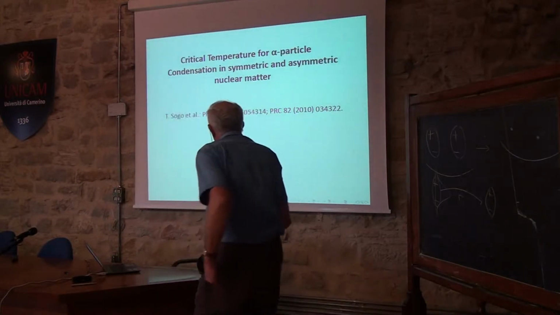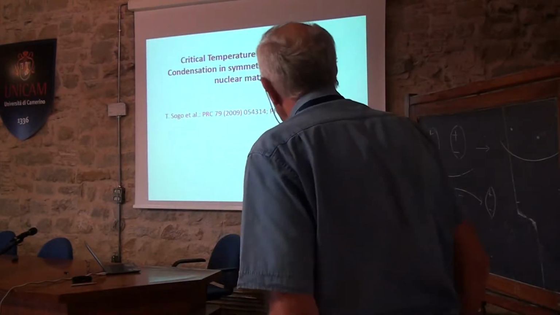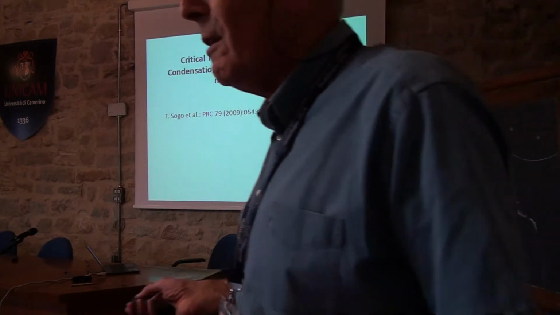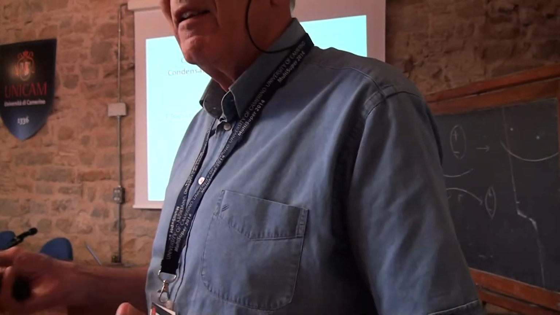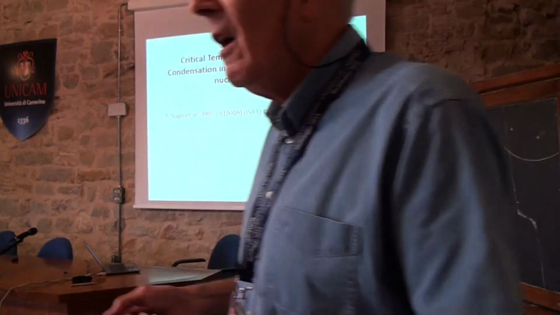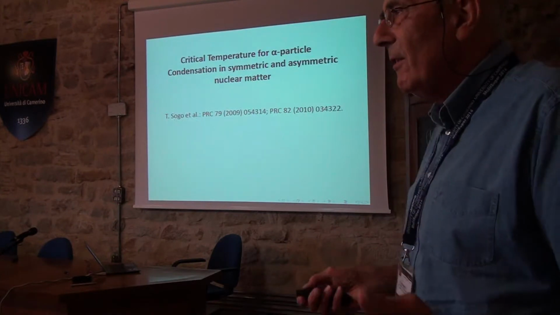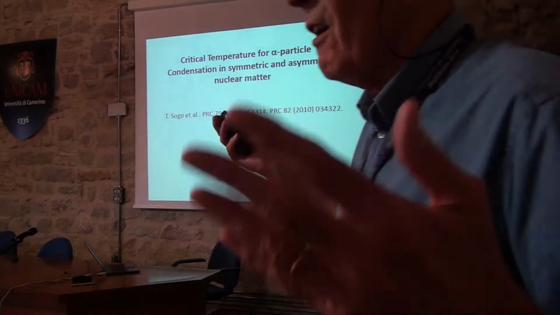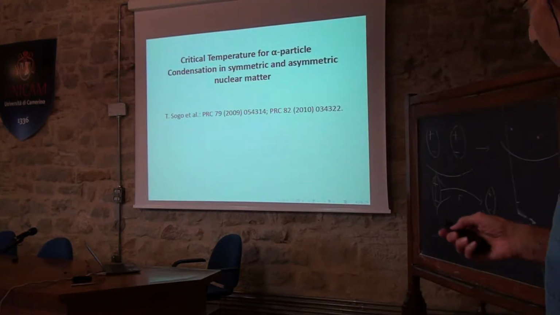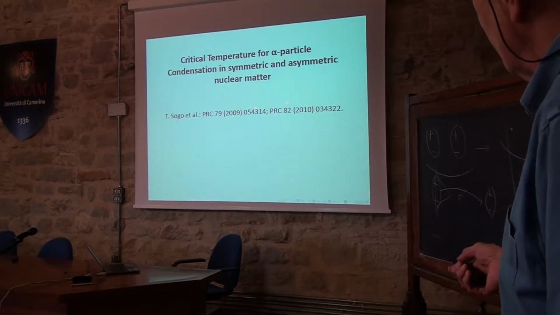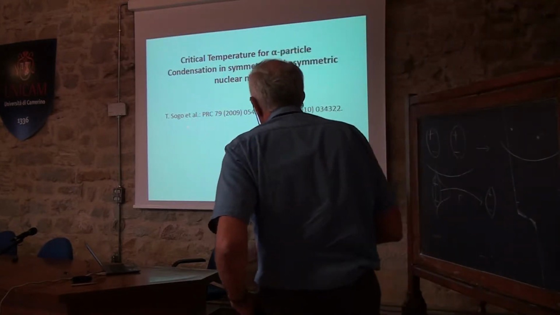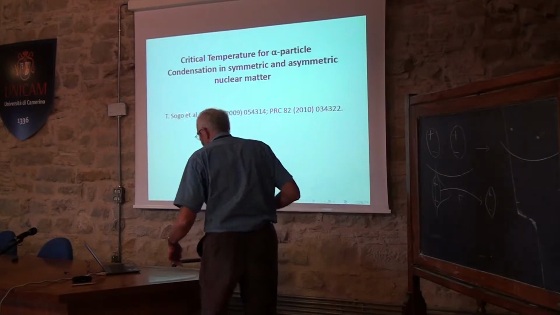So, the critical temperature for alpha particle condensation in symmetric and asymmetric nuclear matter. What is symmetric nuclear matter? Equal numbers of protons and neutrons, so isospin 0. And asymmetric nuclear matter, like in neutron stars, where you have many more neutrons than protons. So these are relevant publications here, and we also had a Japanese postdoc.